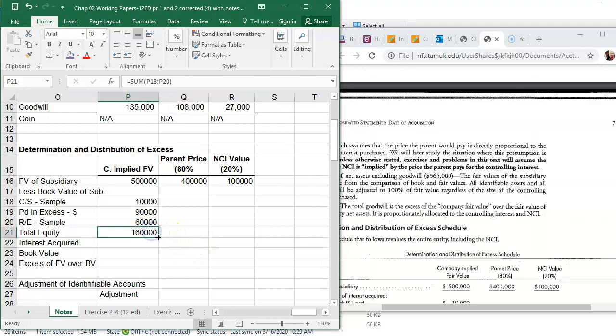Generally what they do in the book is they copy this. Well, you can't copy it, you just have to type it because I have a formula there. Okay, so that's the entire amount. The parent owns 80%, and the NCI owns 20%. I like to do this 100% here. The book doesn't usually do that, but I like to put the formula in right here, and I like to copy this across.